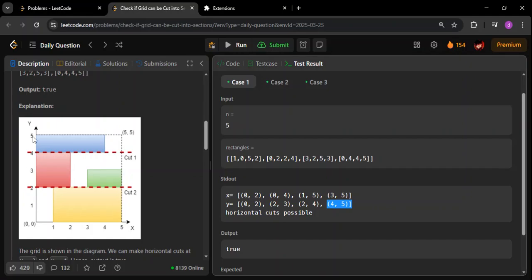Okay, so 4 comma 5, you see, the blue color rectangle is basically at y equal to 4 and y equal to 5. Okay, as simple as that. And then if you talk about the red color rectangle, it is between y equal to 2 and y equal to 4. Similarly, the green color rectangle is between y equal to 2 and y equal to 3.